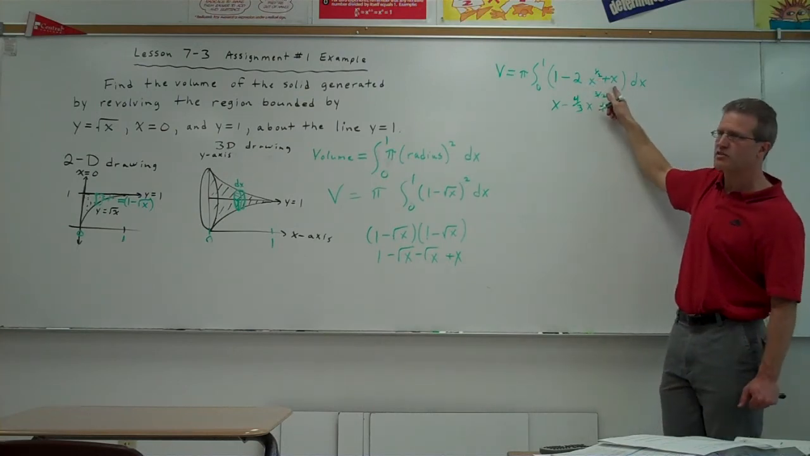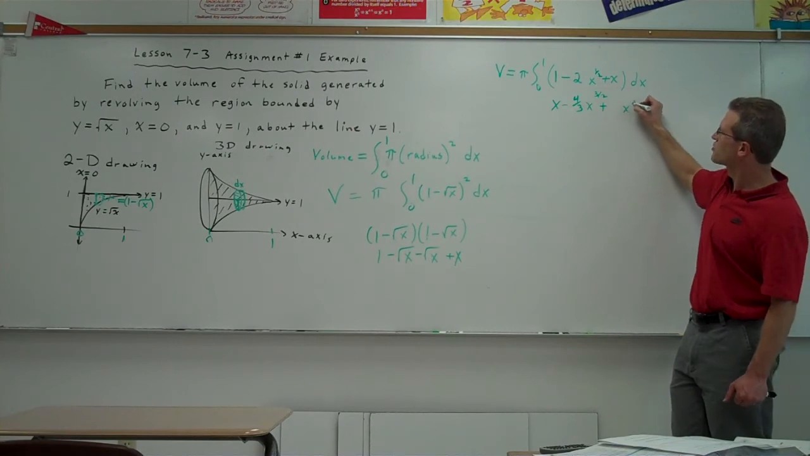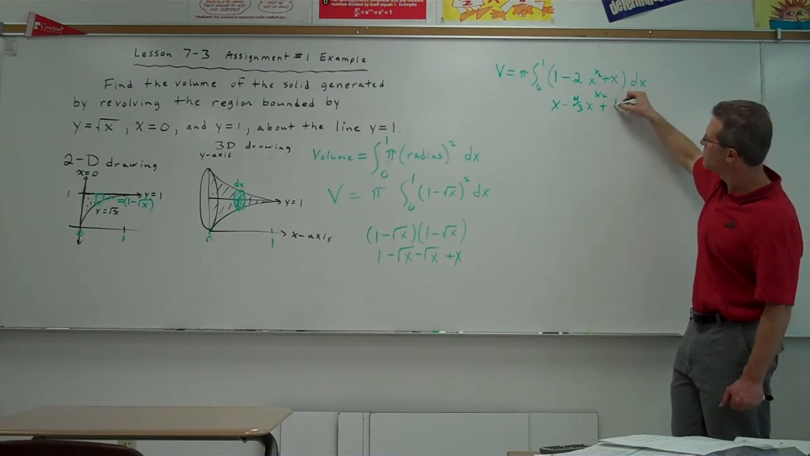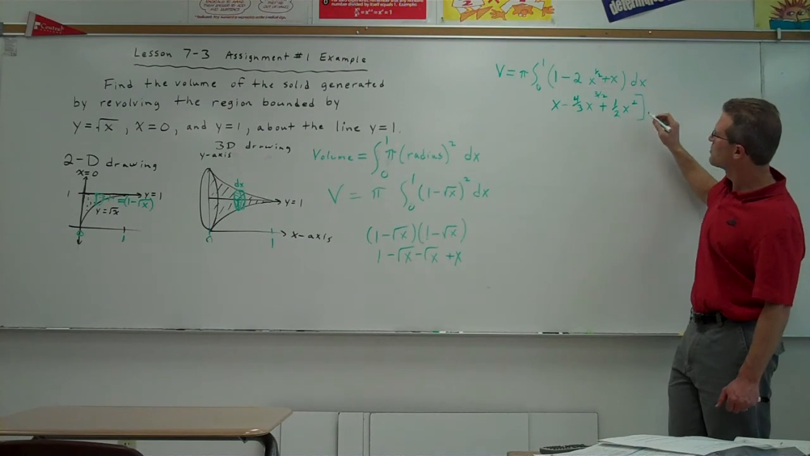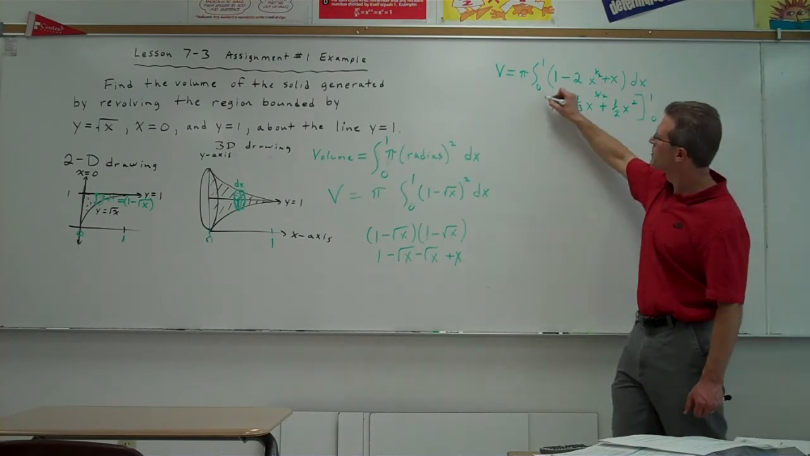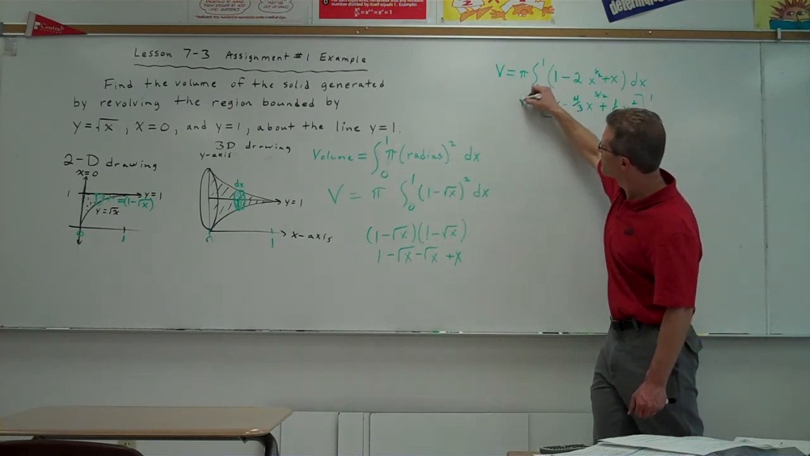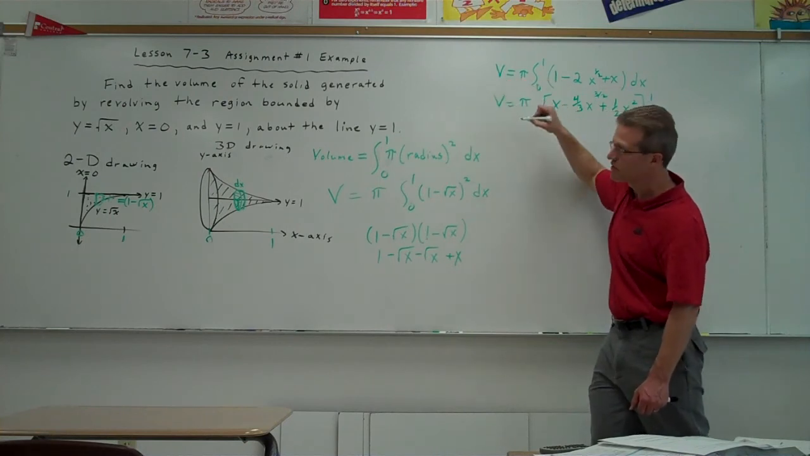And then the integral of x, make that exponent 1 bigger, so that's x squared, and then 1 divided by 2 would be 1/2. And we're evaluating that between 0 and 1. And don't forget about this pi out front. We'll wait and multiply by pi at the very end of the problem.